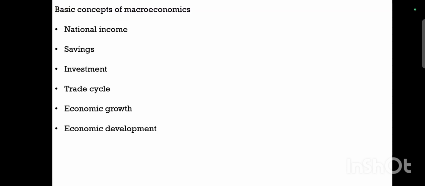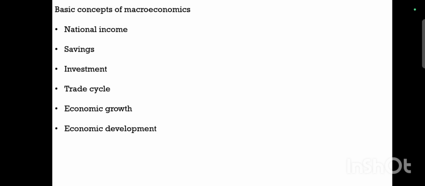Now moving to some basic concepts of macroeconomics. First is national income. National income reveals the total economic performance of a nation. It is referred to as the total national income of a country. National income means income of the country as a whole and not the individual income. In economic sense, national income is the aggregate money value of all final goods and services produced in an economy during a year.